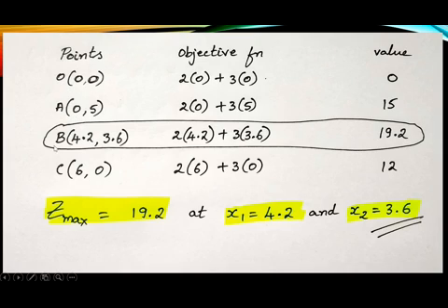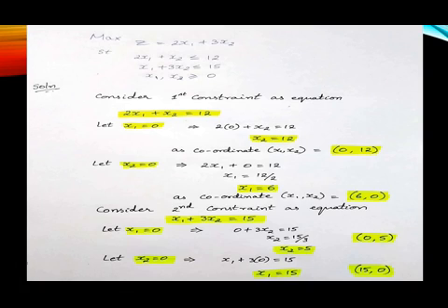Now consider the objective function given in the problem. Till now we were looking at only the constraints. Objective function we did not see. What is the objective function? Z is equal to 2x1 plus 3x2. That will be considered here.